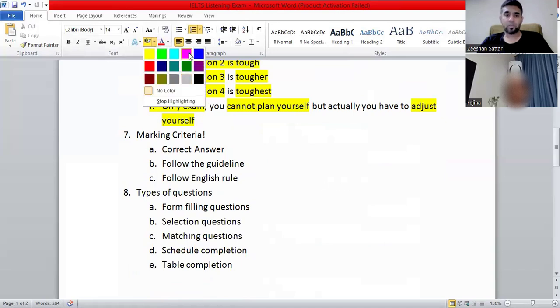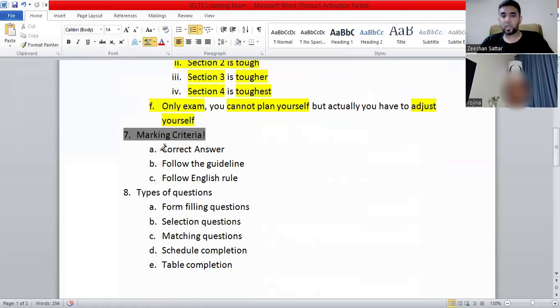So now, important marking criteria. First thing is the correct answer. What do you mean by the correct answer? Whatsoever you are going to write, that should be correct. For example, if the examiner asks what is the biggest country of the world, and in the recording it tells that America is the biggest country, if you write America, it is the correct answer. And if you write America in the correct spelling, then that is the correct answer. So both things will matter.